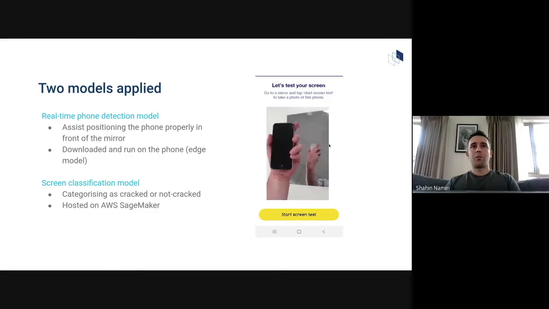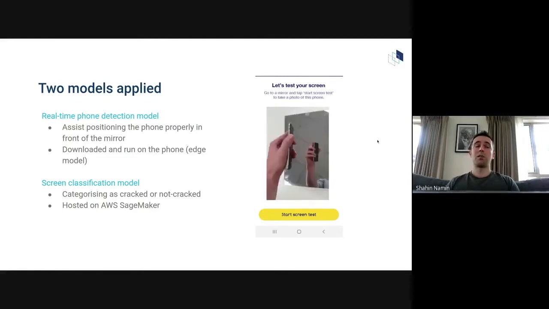So through the process, the system asks the users to hold their phone in front of the mirror, and it assists them in positioning the phone properly in front of the mirror using computer vision. And when the phone is held properly, a photo is taken automatically from the front camera of the phone. It is sent to a server, and then it is processed on the server using another model. And if the phone looks healthy and there is no crack on the screen of the phone, it allows the user to ask for the insurance, the phone insurance.